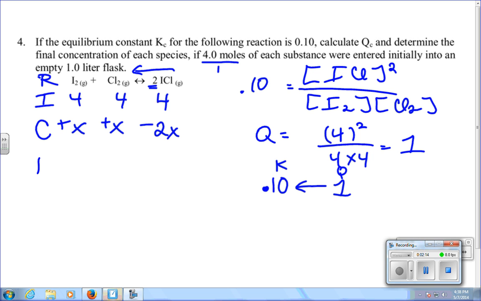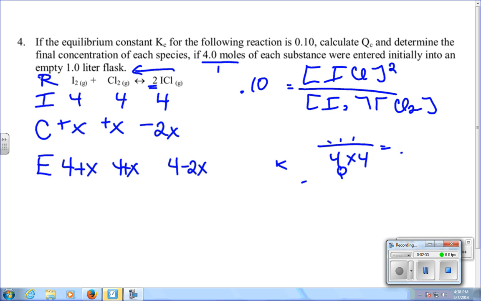So then at equilibrium, I know that I'm going to have 4 molarity plus X amount for I2, 4 molarity plus X amount for Cl2, and then 4 minus 2X amount for ICl. So what that's going to do is it's going to let me set up now and plug in and actually solve for X. My goal is not just to find X, but to plug it back into my equilibrium line to figure out my equilibrium concentrations.